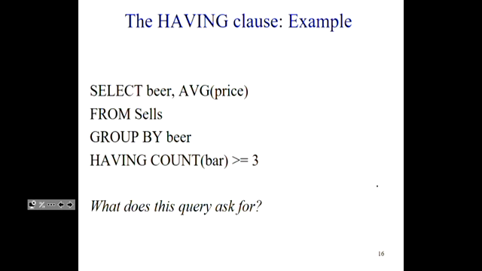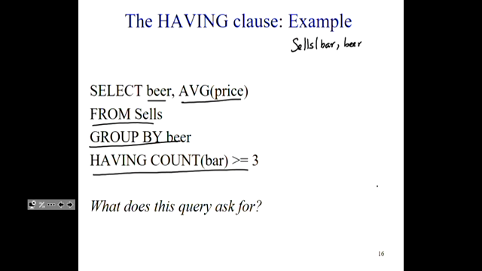Based on my explanation so far, what do you think this query evaluates to? So I have select beer and average price from sells group by beer having count of bar greater than or equal to 3. Any guesses? So once again, I'm operating on sells. Sells has bar, beer, price. Any guesses?